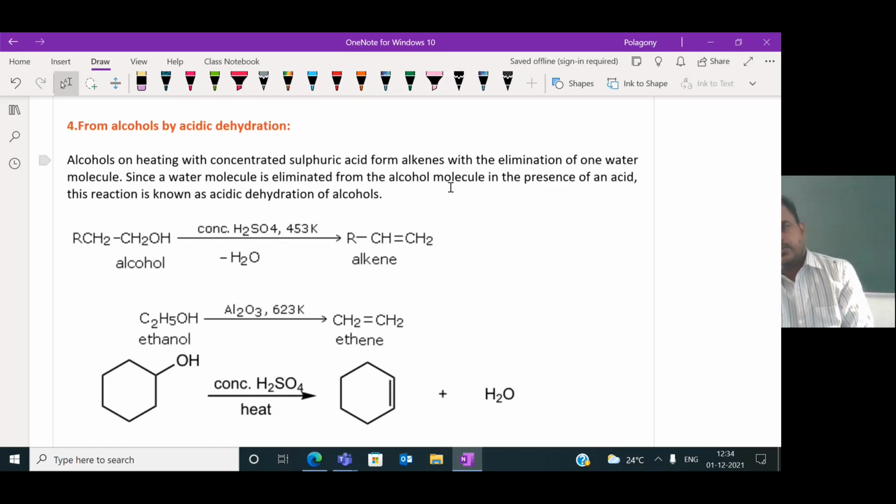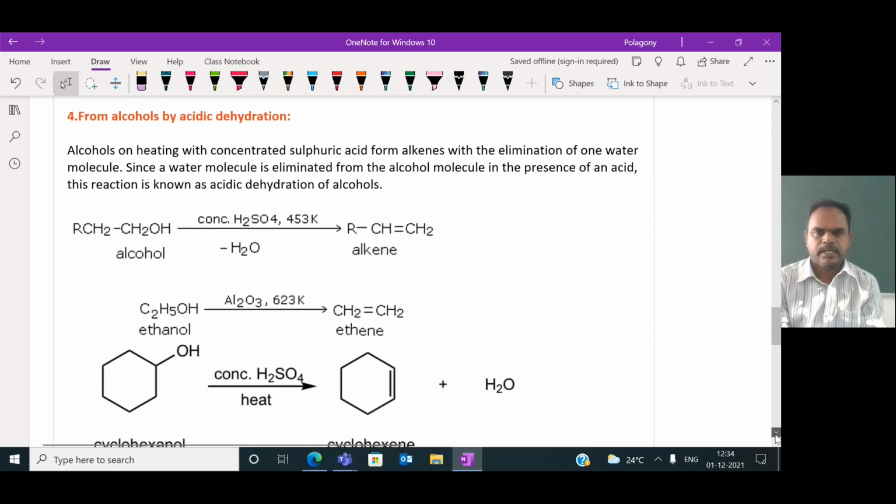Dehydration of alcohols, we call. Let us take an example of RCH2CH2OH. When treated with concentrated sulfuric acid at 453 Kelvin temperature, we get that alkene, right? Water is eliminated. And from ethanol, when passed through alumina at 623 Kelvin, we get ethene. When cyclohexanol is treated with concentrated sulfuric acid, then we'll get cyclohexene. So cyclohexene is prepared.